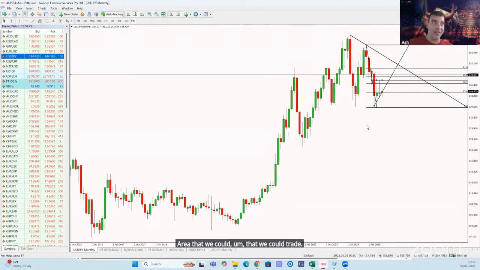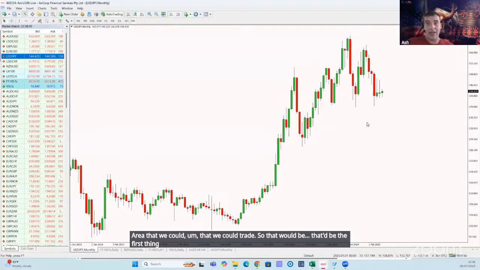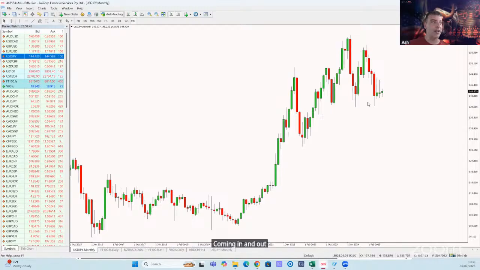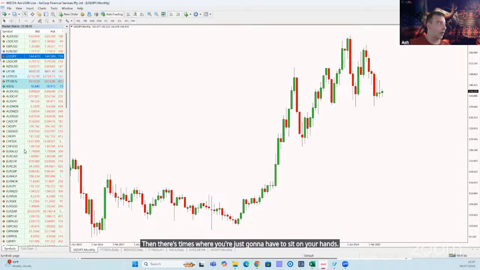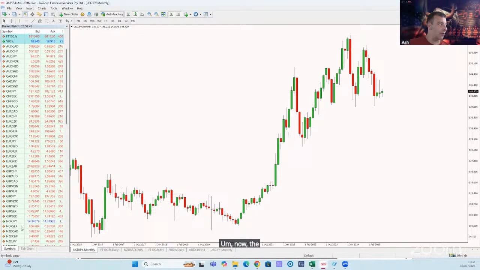So that'd be the first thing I'd look for, which does mean patience. Now, if you're an intraday trader, then the narrative changes 100%, and you can come in and out of these positions. But if you are a swing trader, then there's times where you're just going to have to sit on your hands. Now, the Kiwi yen is the other one that was of interest.